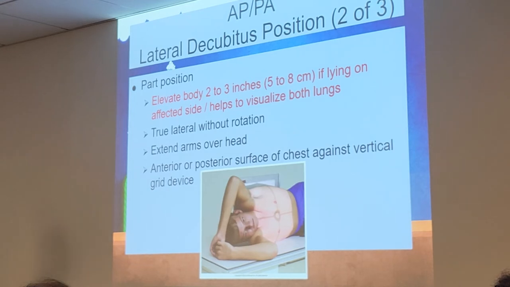Now, I'm sure Mr. Fong showed you guys as well. Typically, if you put the top of your light in the axilla or the armpits, it's another good way to make sure you're centered well in that chest x-ray.